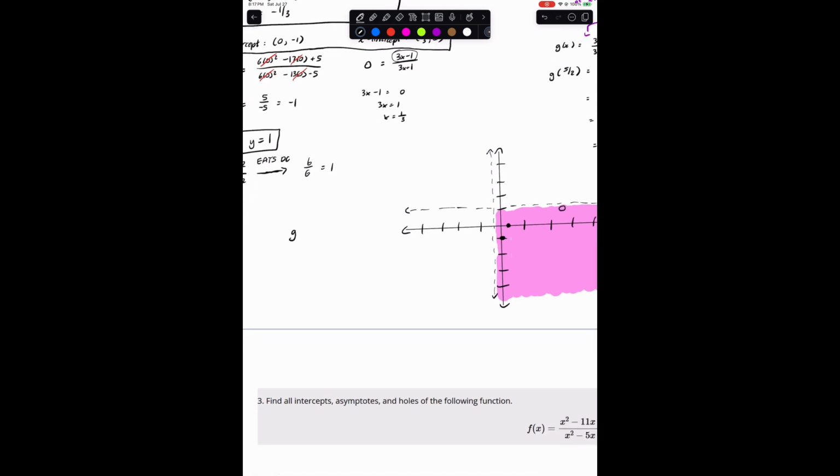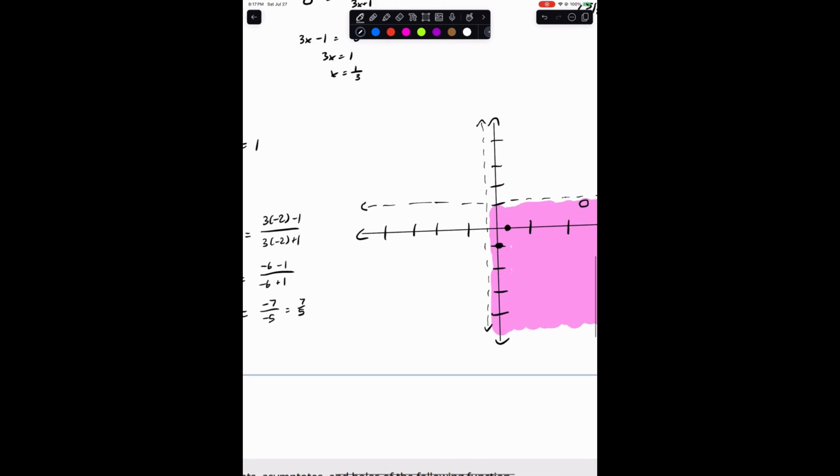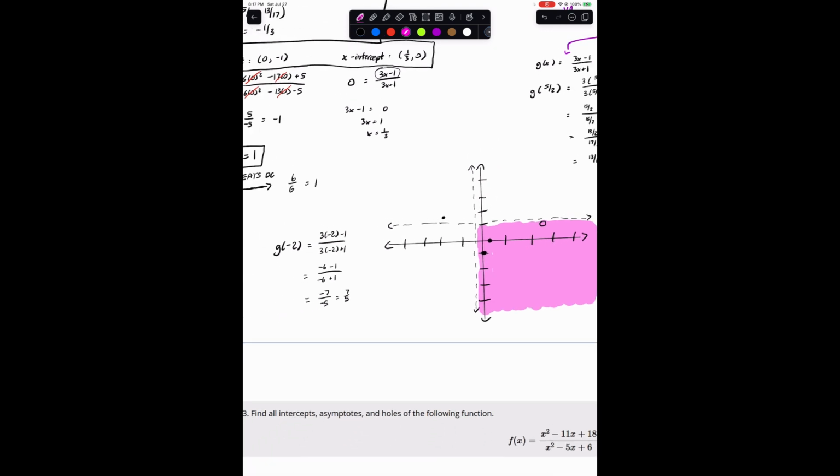When I plug in -2, I get (3(-2) minus 1) over (3(-2) plus 1). This is (-6 minus 1) over (-6 plus 1), which is -7 over -5, which is 7 over 5. Okay, so (-2, 7/5) is around like right here. Now I have a point there.